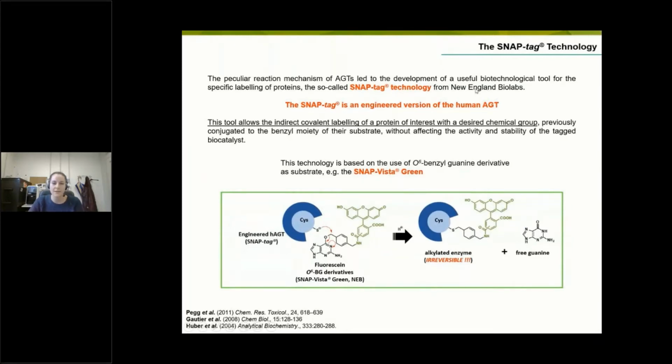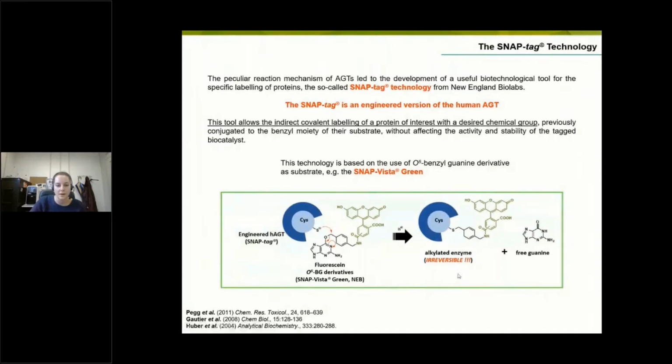New England Biolabs. And this tool is based on an engineered variant of the human AGT, the so-called SnapTag protein, which presents a mutation in the DNA binding domain, which makes the protein unable to bind the DNA. So it can be used as a protein tag, or better, as a self-labeling protein tag. In fact, these tools allow the direct and covalent labeling of proteins of interest with any desired chemical group conjugated to the benzene moiety of the substrate.